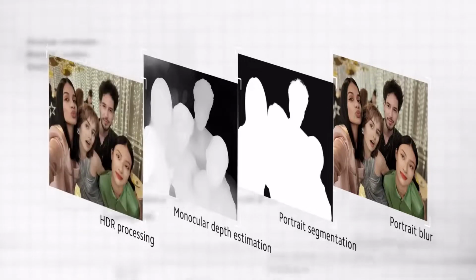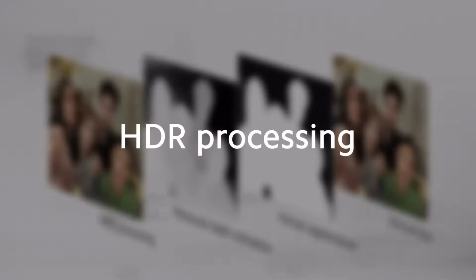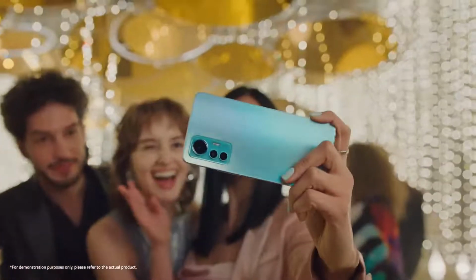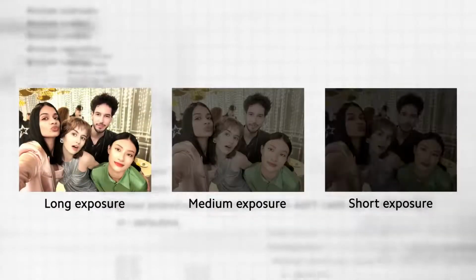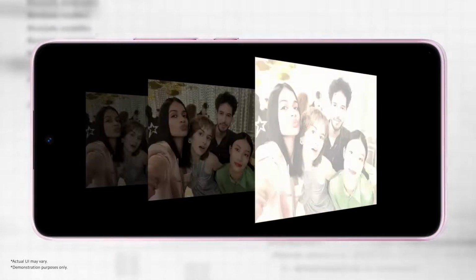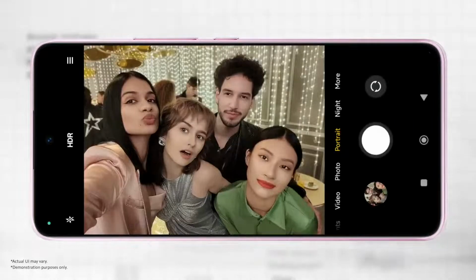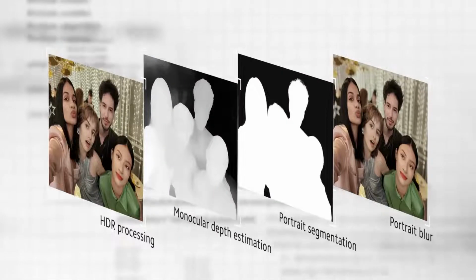The first step is to adjust the exposure of the entire photo, otherwise known as HDR processing. When clicking the shutter, Xiaomi 12 Lite actually takes 3 different photos with long, medium, and short exposures at the same time, combining the best parts of the 3 photos in order to avoid overexposure, brighten the dark parts of the photo, preserve the details, and finally obtain photos with vivid colors.